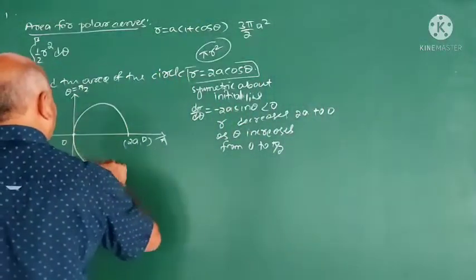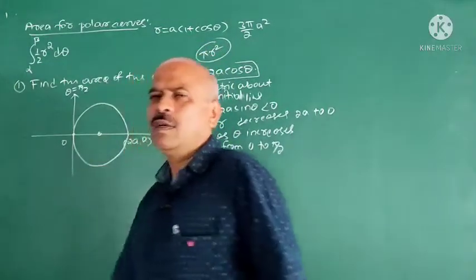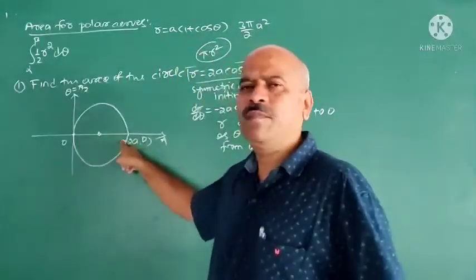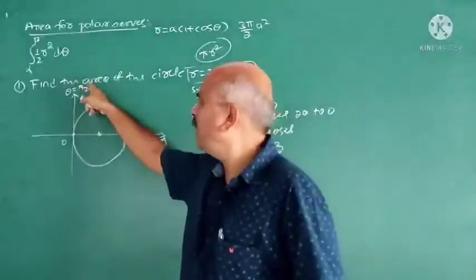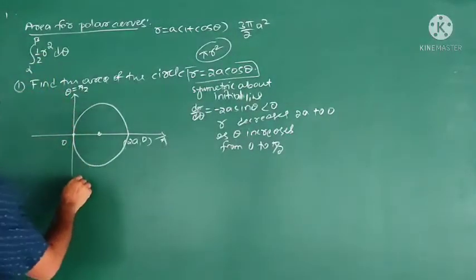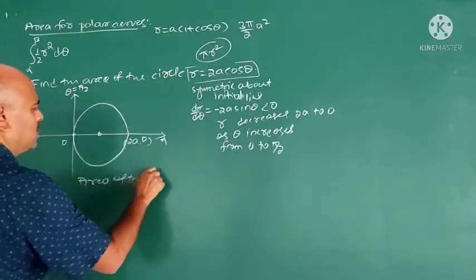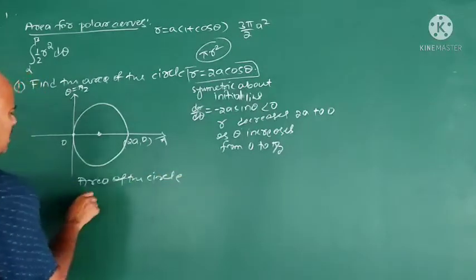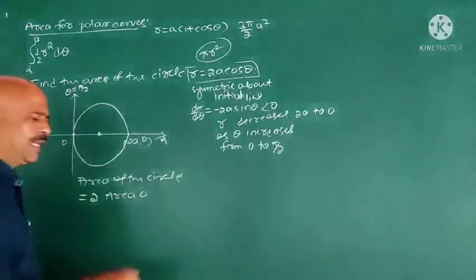Because of symmetry about the initial line, this is the circle. What is this length? 2a. Therefore, what is the radius? a. What is the area? Pi a square. But we obtain this by using the formula. Area of the circle is 2 into the area above the initial line.